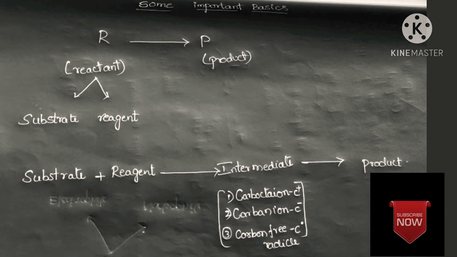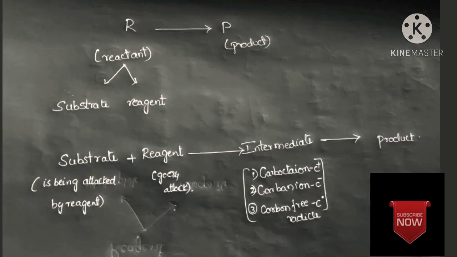Okay. Now, what is a reagent? The reagent is a substance which goes and attacks the substrate. And what is a substrate? The substrate is the one which is attacked by the reagent. That is called substrate and reagent.